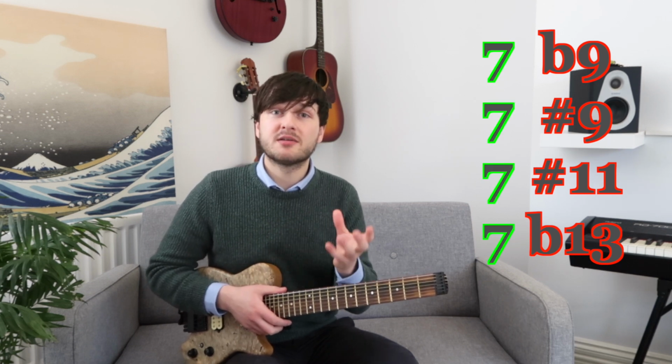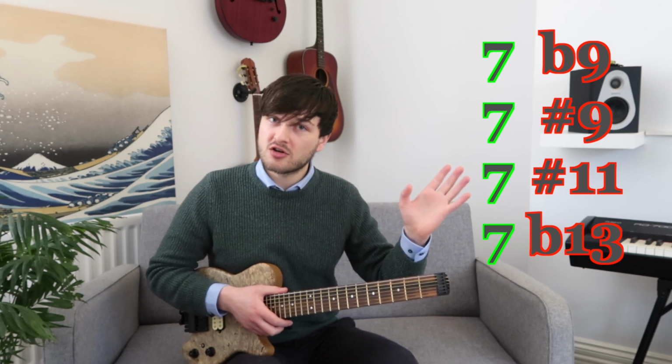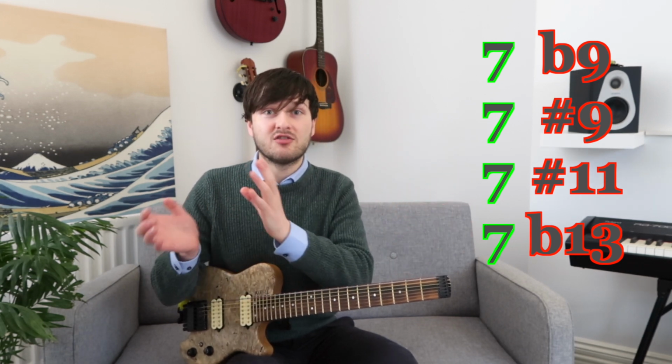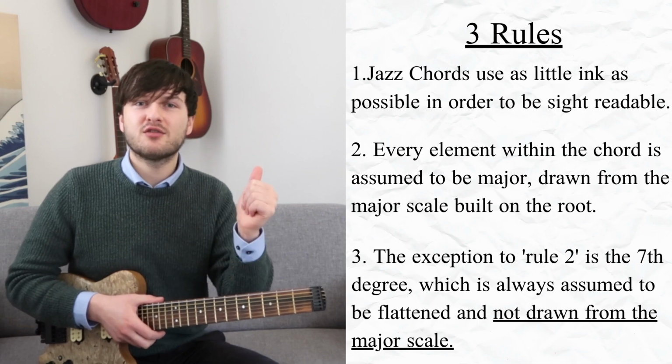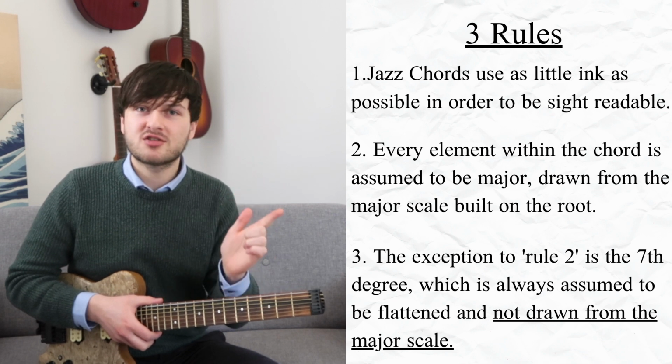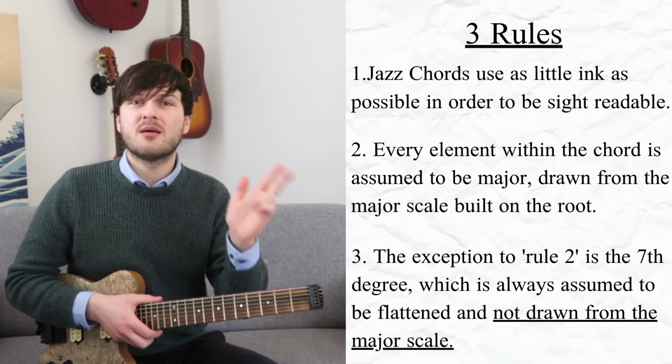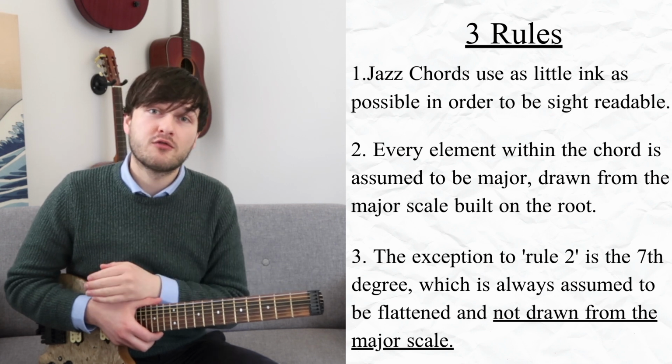And finally, alterations. With alterations, there's only 4 possibilities: flat 9, sharp 9, sharp 11, and flat 13. If you see those, they will be preceded by the number 7, to let you know that the 7 still functions as normal, but the alteration is changing the assumed extension. So I hope you feel you can maybe start to tackle some slightly more complicated chords now, break them down section by section as we've just summarised, and ensure that you really understand those 3 assumptions: the least amount of ink possible, everything assumed to be drawn from the major scale of the root, the exception being the number 7, which is assumed to be flattened from the major scale option.